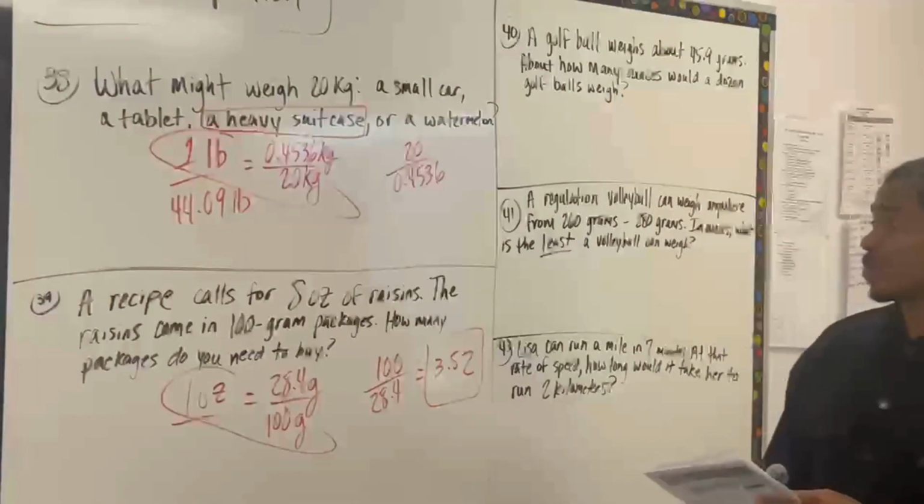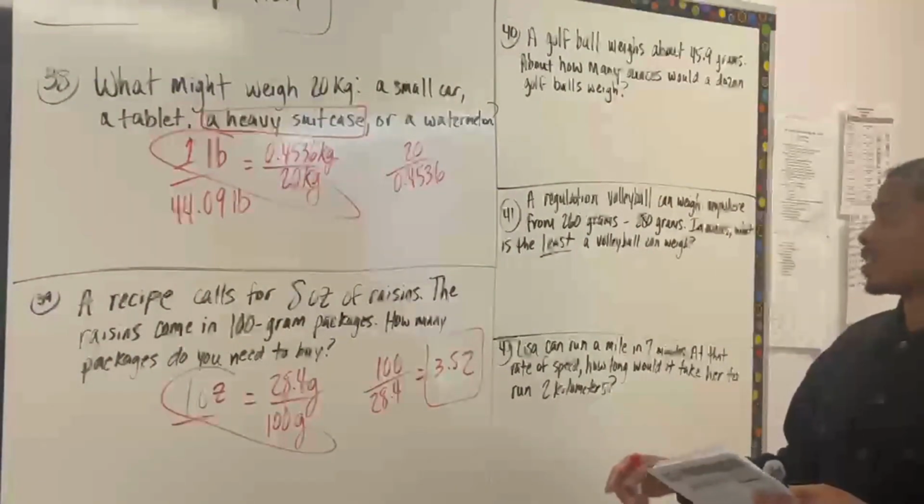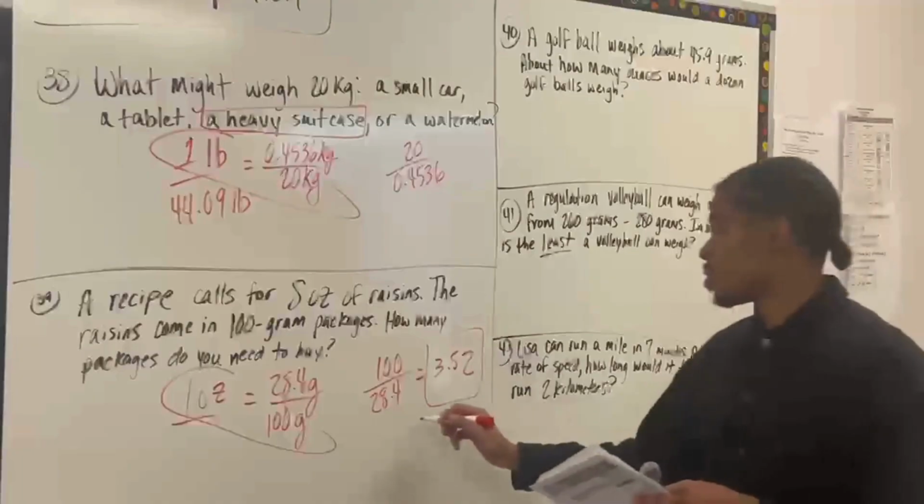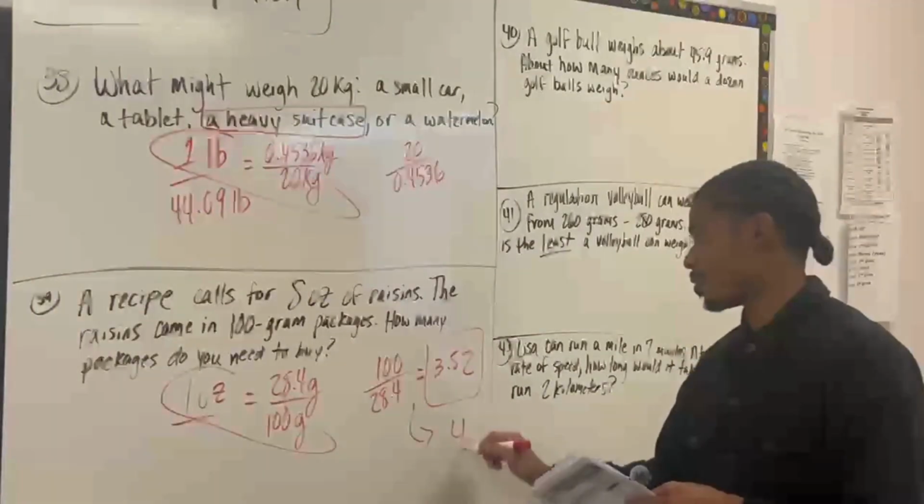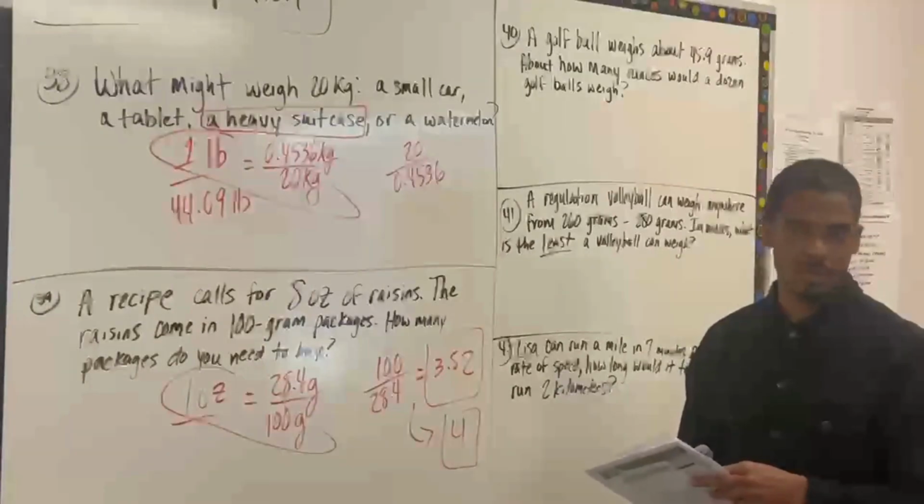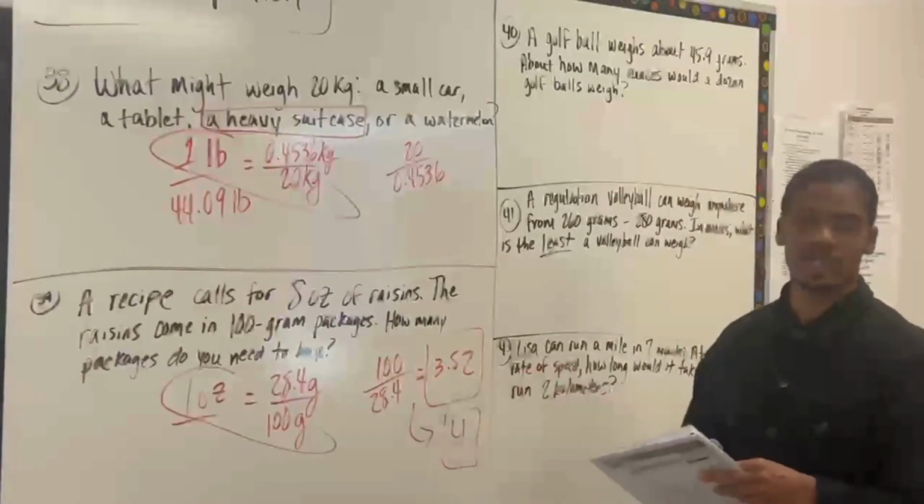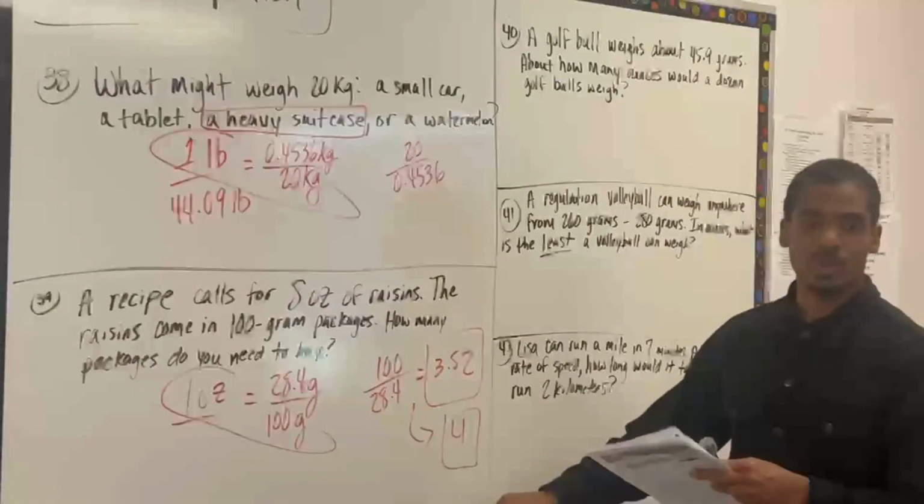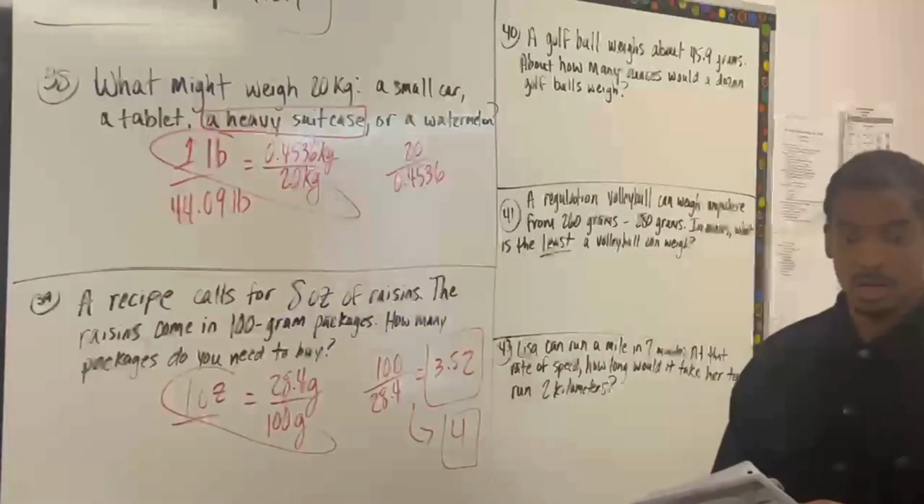And then this is the thing. When it's saying how many packages you need to buy, we're going to say 4, because you can't buy 3 and 52/100 of a package. So we're going to round that up to 4.